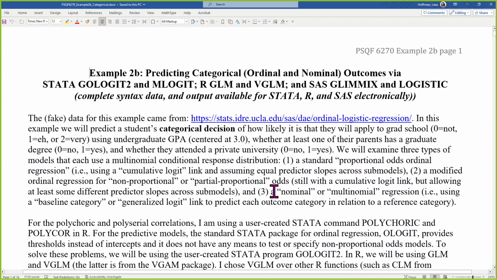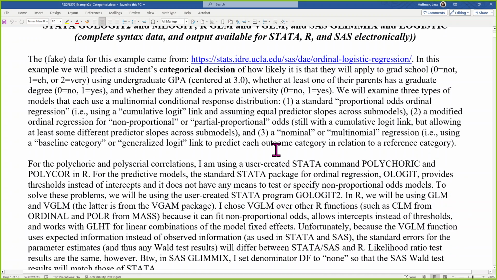So that's our only job for this example, is to figure out what is being predicted. That's the hardest part. Everything else, once you figure that out, is the same. So I'm building on example 2a, same data, same story, except now we're predicting the 3 category version of whether they want to go to graduate school, which I have labeled 0 is I'm not likely to apply, 1 is maybe, and 2 is I'm very likely to apply. Those are my labels.